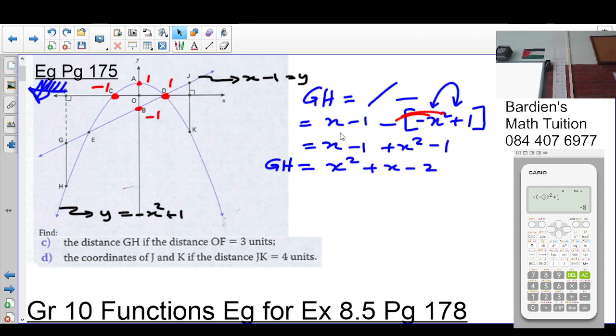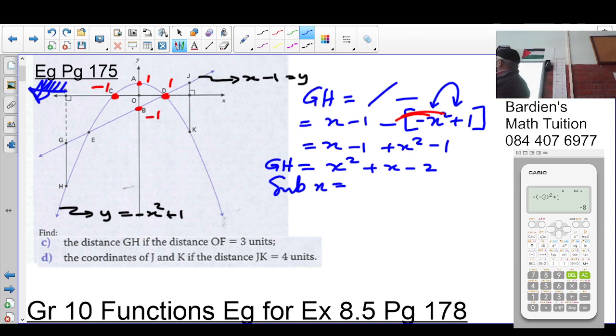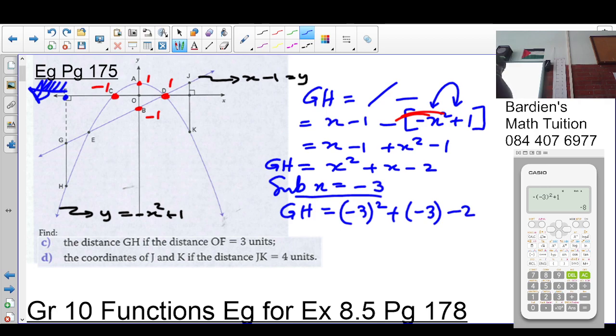Once you have the algebraic expression, we substitute the x value at which that is happening. What is your x value here? Negative 3. So now GH is equal to negative 3 squared plus negative 3 minus 2, which is 9 minus 3 minus 2, which is 4 units. Otherwise, you can substitute into your calculator: open brackets negative 3 squared plus negative 3 minus 2, which is 4 units.